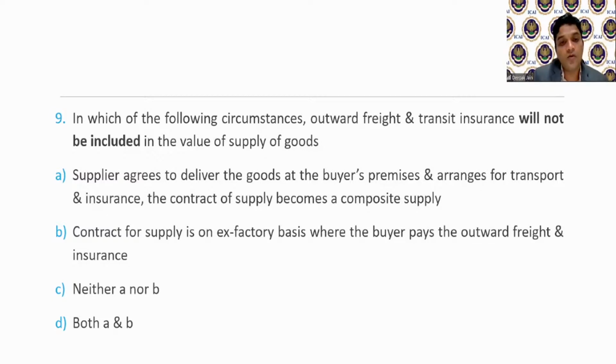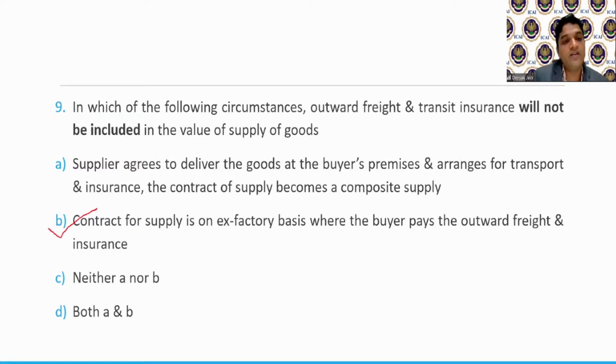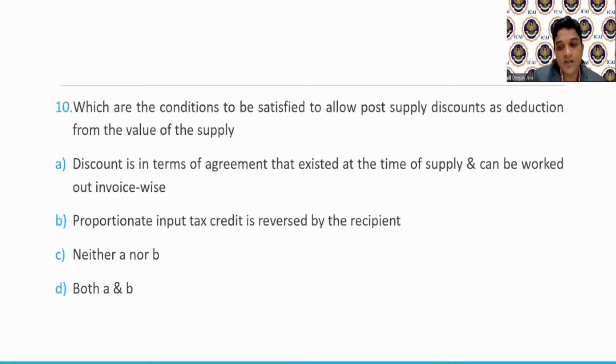Ninth one, option B, correct. When the contract is on ex-factory basis and the buyer pays outward freight, then I will not have to include it. Correct. Very nice. Last MCQ.